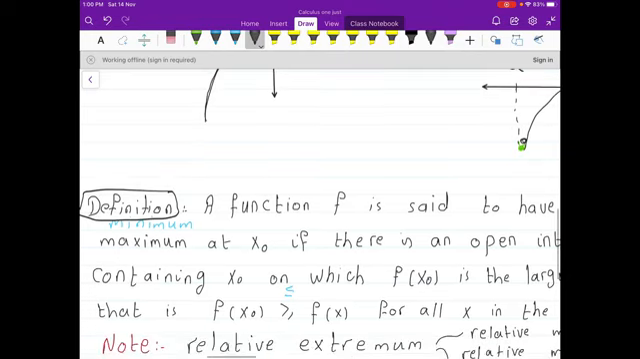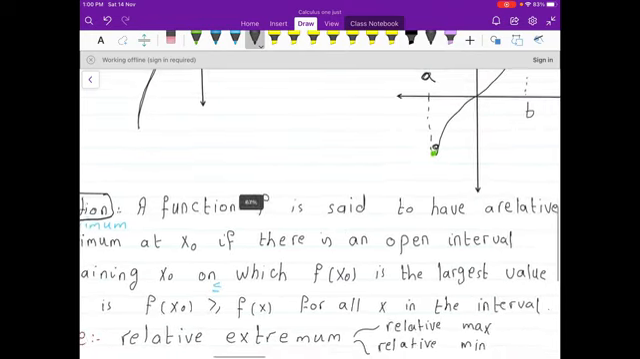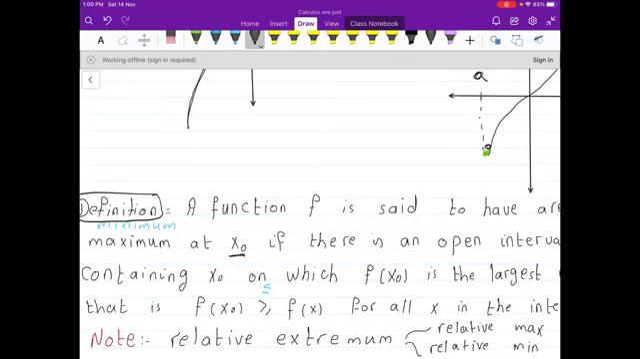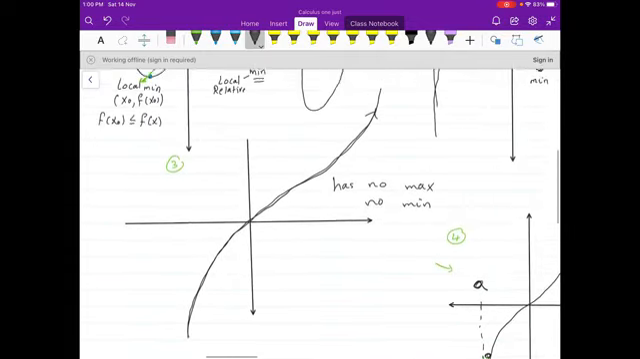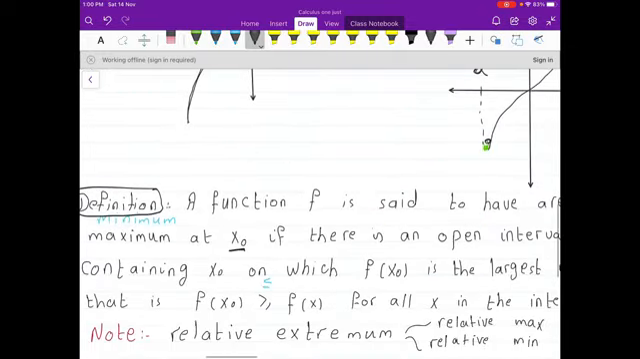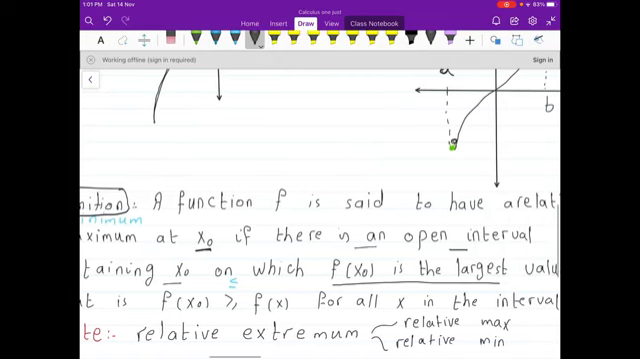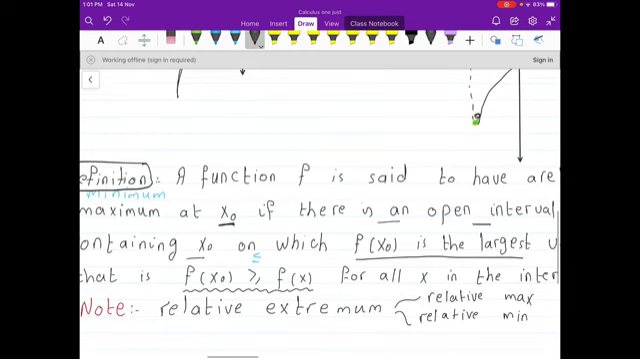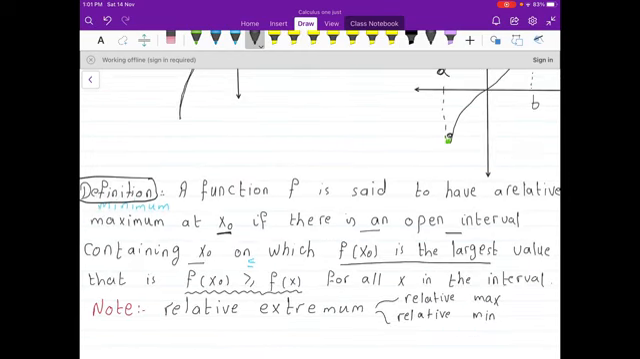A function f is said to have a relative maximum at x naught. Notice this graph has a relative maximum at this point if this condition holds: if there is an open interval containing x naught in which f(x naught) is the largest value, that is, f(x naught) is greater than or equal to f(x) for all x in the interval.